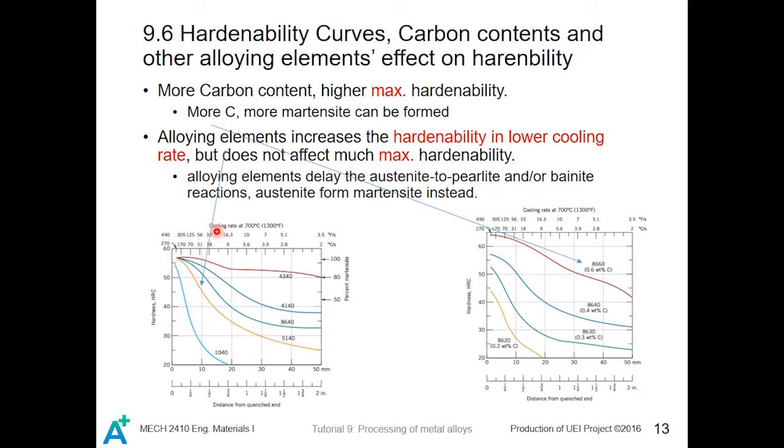And you can see that, however, those alloying element atoms cannot actually be used to form more martensite eventually. So therefore, for different kinds of alloying element additions, their maximum hardenability is relatively close to each other, which is shown in this graph.